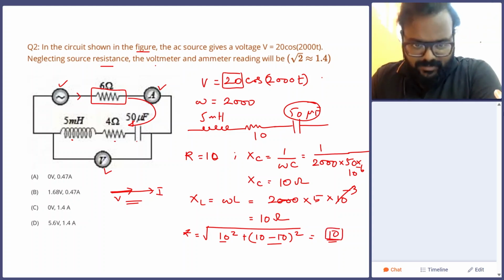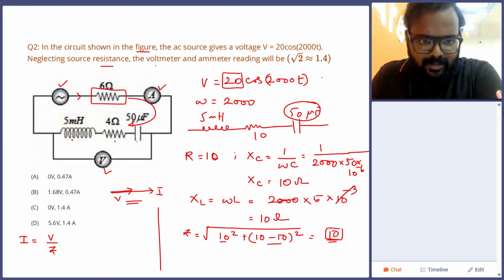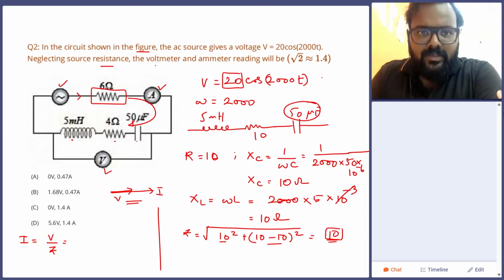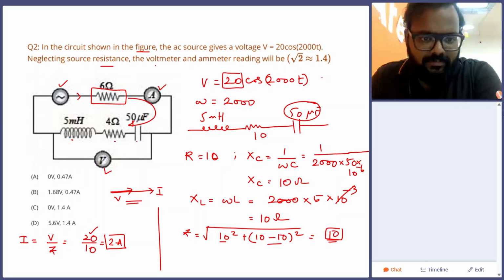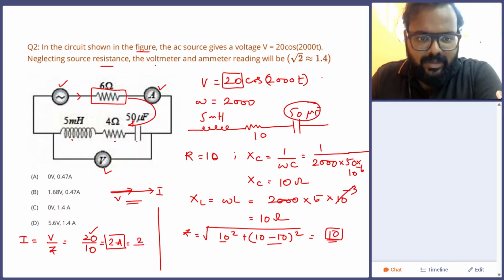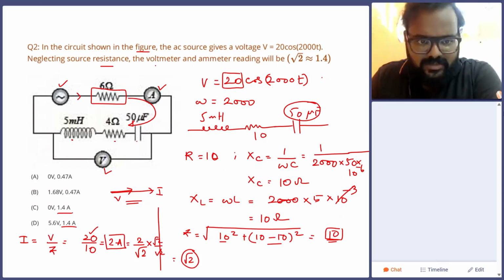So we got the impedance. From there I know current would be potential divided by impedance. So 20 divided by 10 is 2 amperes. This is the peak current because 20 is the peak voltage. So I want the RMS value, which will be 2 by root 2, which is root 2. So it's going to be 1.4 amperes. So either this or this. Naturally, this cannot be 0, and the answer is this.